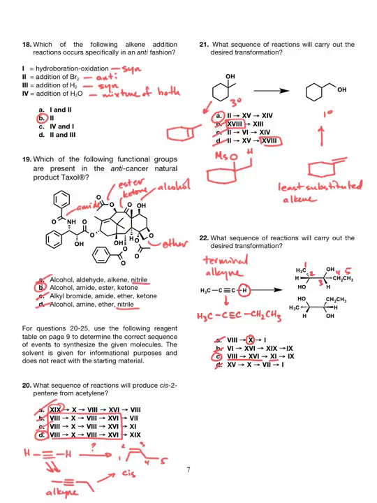Then reagent 11 is reduction to the trans alkene, and then the final reagent 9 is the dihydroxylation reaction. So the correct answer for this one is C.